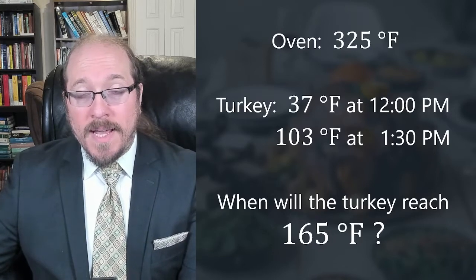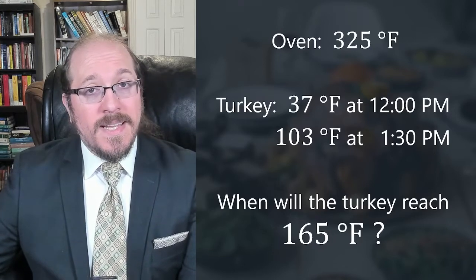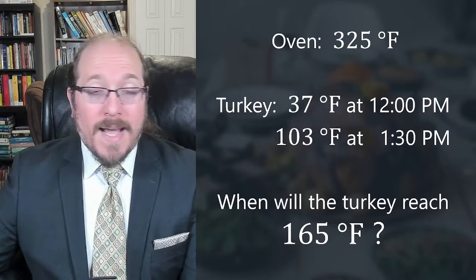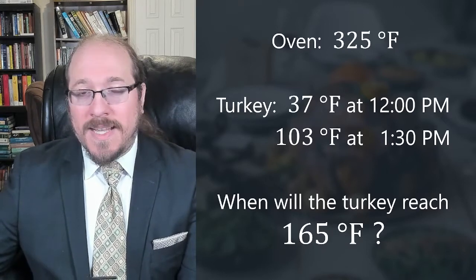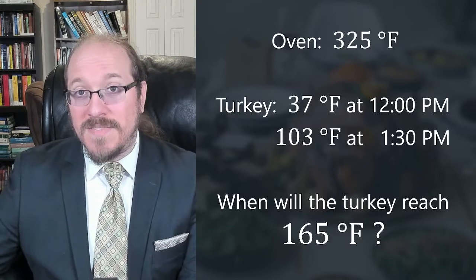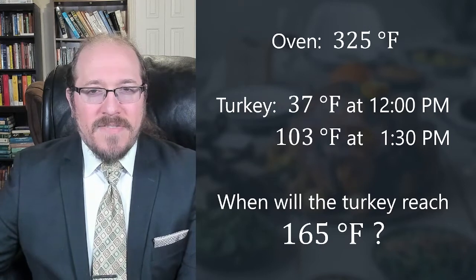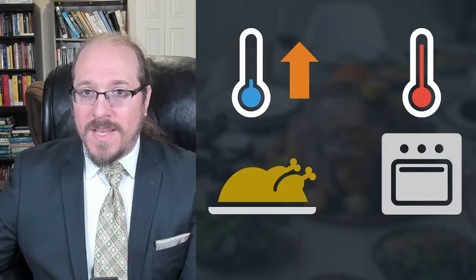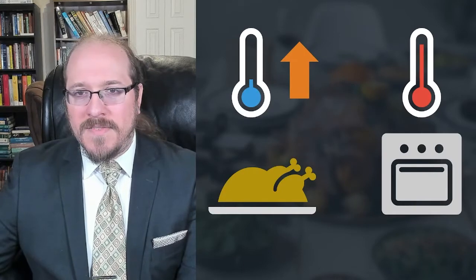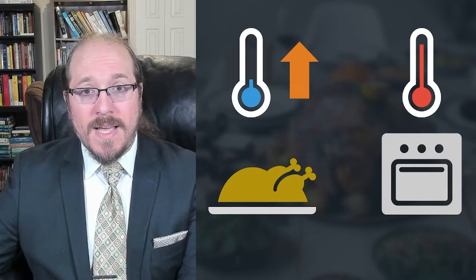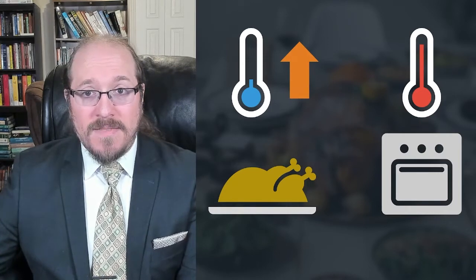An hour and a half later, you check on the turkey and find that its temperature has risen to 103 degrees Fahrenheit. How much longer do you have to wait until that delicious turkey is fully cooked to 165 degrees Fahrenheit? To figure this out, you have to know a little bit about how temperature change works. When we first put the turkey into the oven, there's a huge difference between its temperature straight out of the fridge and the ambient temperature of the oven.